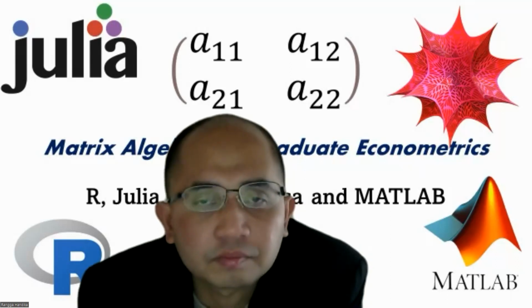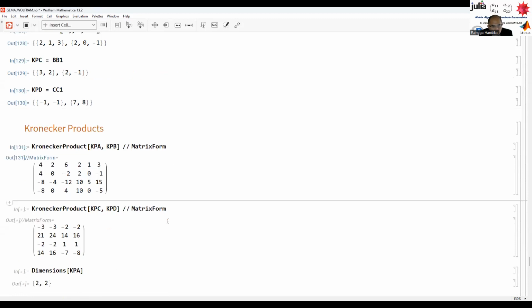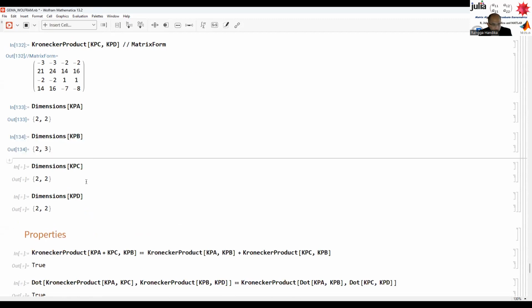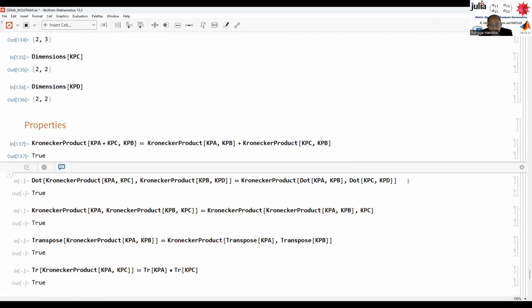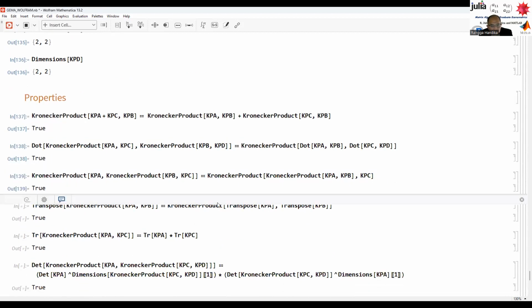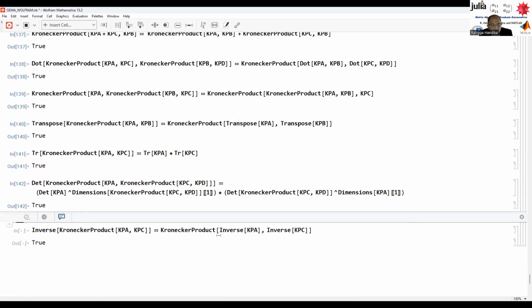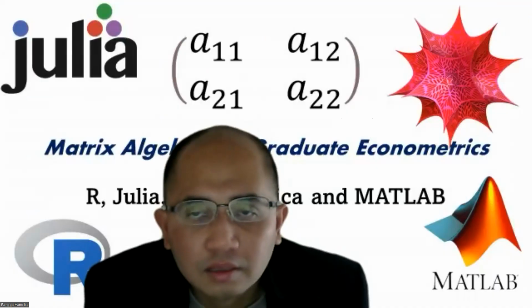Where is the Wolfram? Okay, so Kronecker, yes, okay, A, B, C, D matrices. Okay, so the Kronecker is A, B, C, D. So this is the property. You can see we can also prove it. Yeah, okay, a little bit long, but it's quite clear. With the built-in function, it's easy to prove it. Okay, so the next is the last.